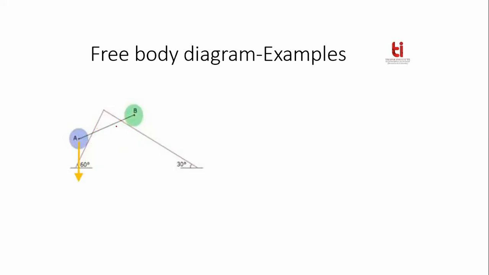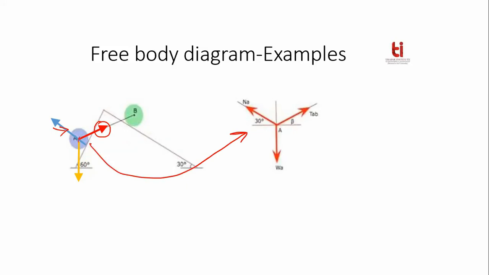How will you apply it? First of all, apply the external force. This solid object will be pulled due to gravity. So suppose this is the gravitational force, this is a normal reaction, and there will be a tension force acting along the rope. Suppose this is tension. Now you can draw the FBD at point A. FBD at point A will look like this arrangement.